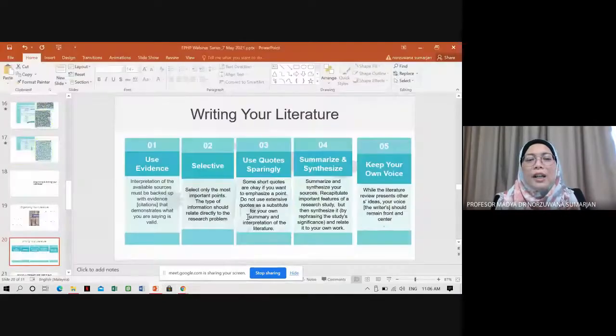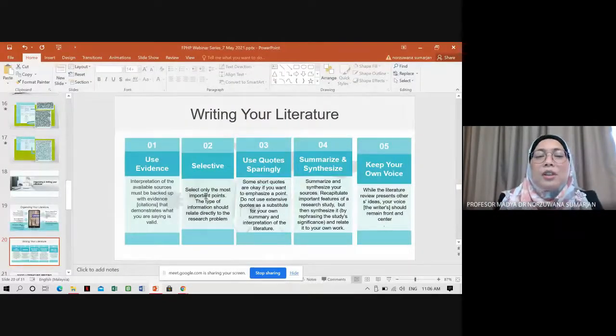Okay, be selective. You might want to select only the most important point, not everything. The type of information should relate directly to the research problem. This is clear cut. Use quotes sparingly.